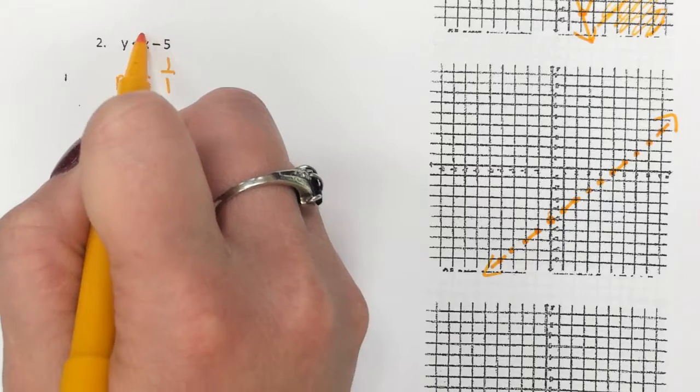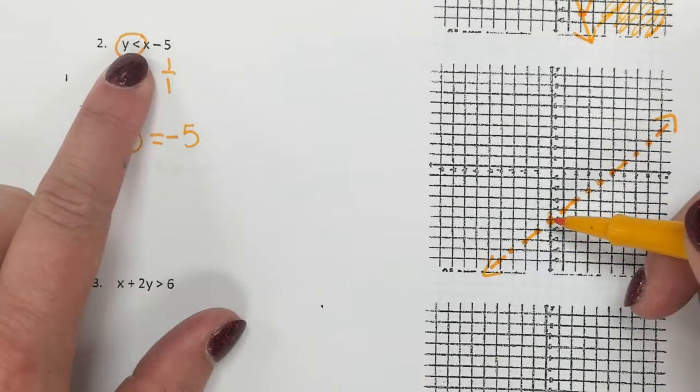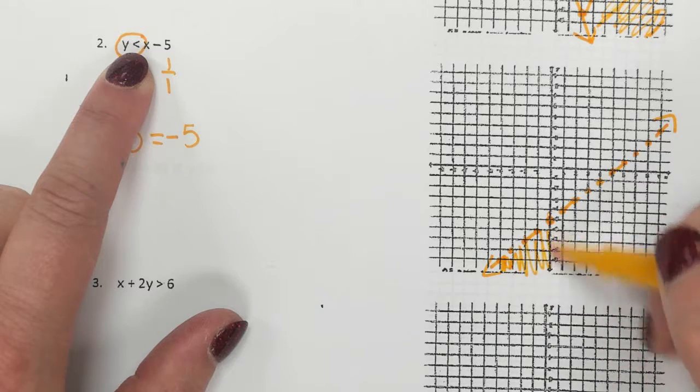All right. It says we need to take all the y's. Y's go up and down, right? All the y's less than. So is that above the line or below the line? Below it. So we're going to shade everything down here.